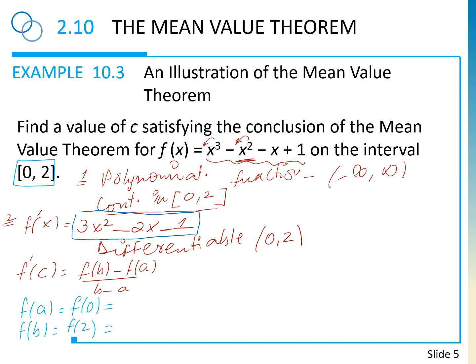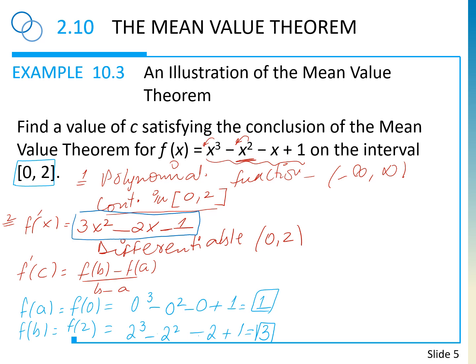We will replace the x with 0 in our original function. So we will get 0 cubed minus 0 squared minus 0 plus 1. If we write this in the calculator, we will get 1. Similarly, now replace x with 2 in the original equation. So you will get 2 cubed minus 2 squared minus 2 plus 1. Check: 2 cubed means 8, 2 squared means 4. 8 minus 4 is 4, 4 minus 2 is 2, 2 plus 1 is 3.